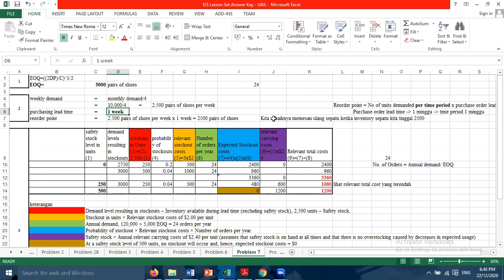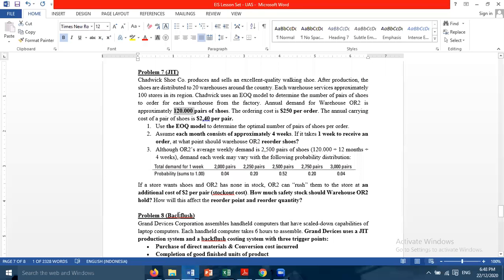What this means is that it is best for us to reorder the shoes when we only have 2,500 pairs of shoes left in the inventory. So that's number 2.